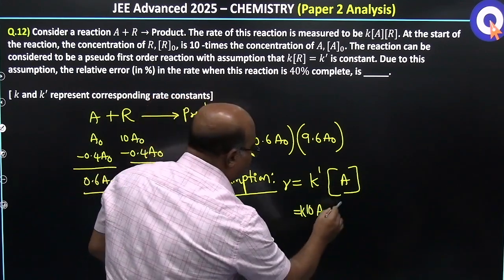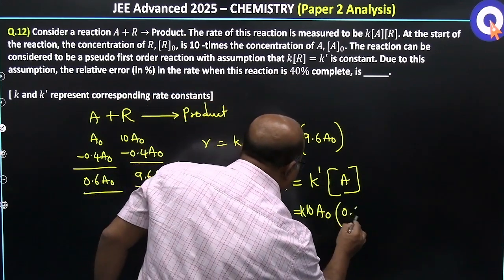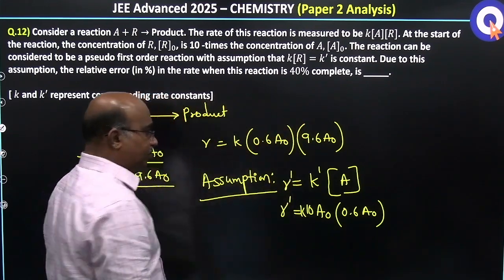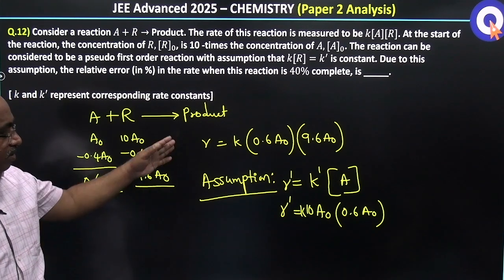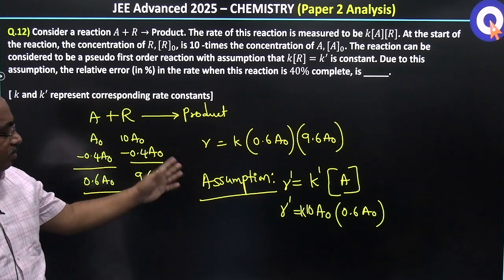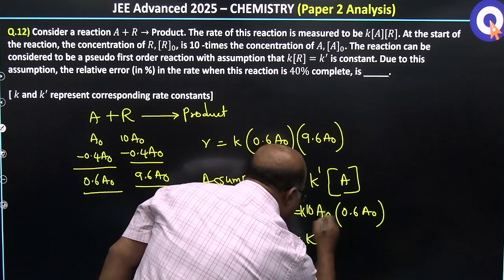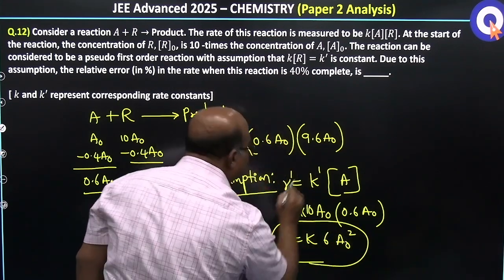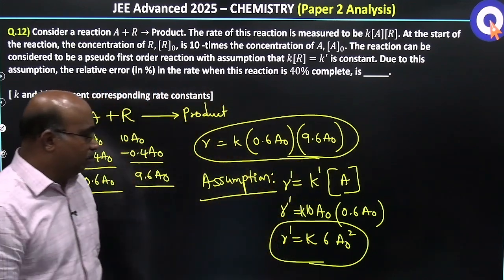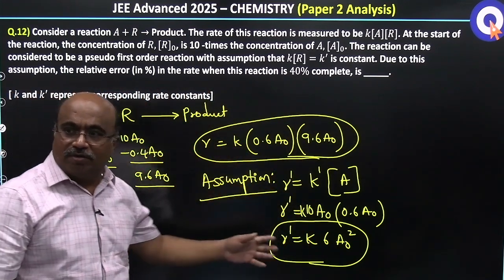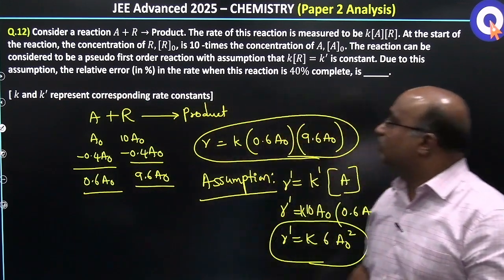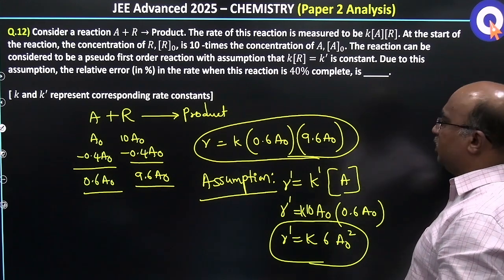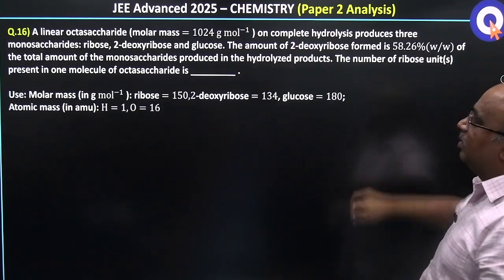Now the A concentration is again 0.6 of A naught. So the rate when the assumption is there, and when the assumption is not there, there are two rates. You can see this is nothing but K into, directly, 6 into A naught square. This is with the assumption condition, and this is without the assumption condition. So the difference of these is nothing but your percentage of error due to the assumption. Okay, so next, just do the calculation part that is left out at the last.